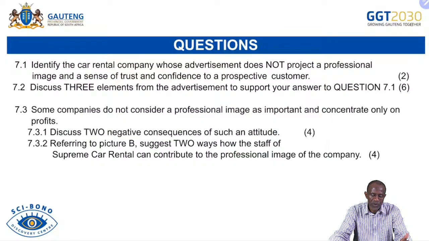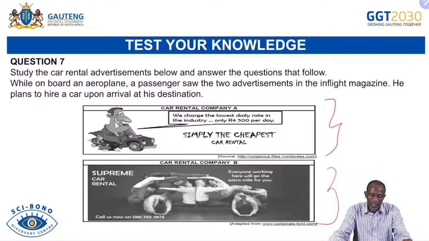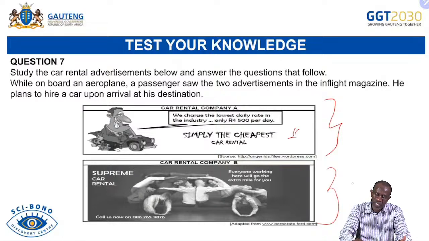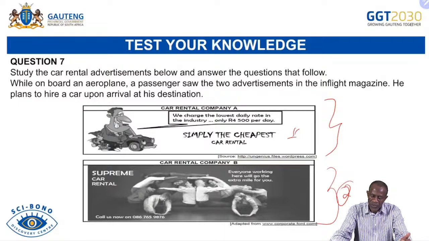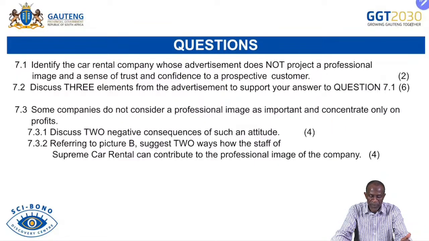Now, question 7.1: identify the car rental whose advertisement does not project a professional image and a sense of trust and confidence to the prospective customer. So you are going to look into the 2 pictures to respond to this question. Which one doesn't reflect the professional image? Is it the first one or the second one? We'll get to it as we look into the memo.